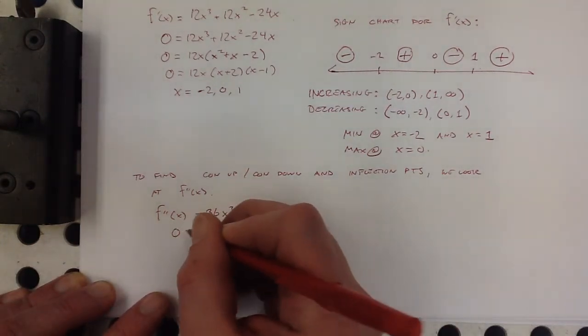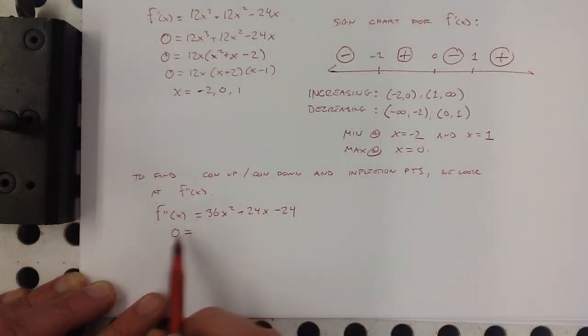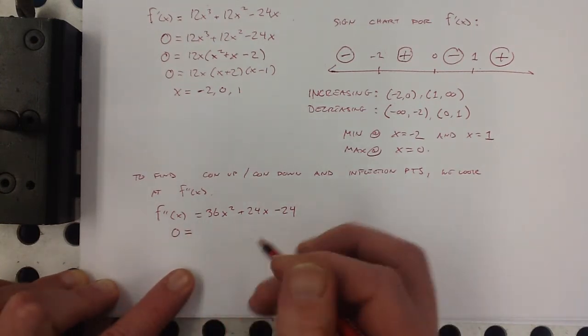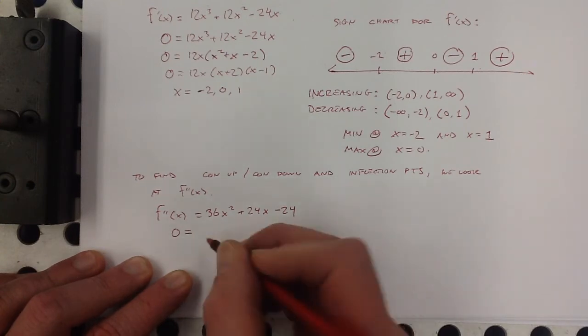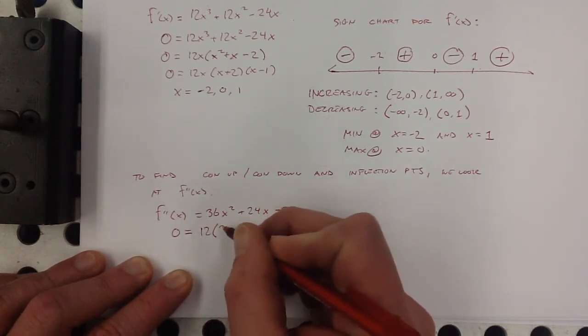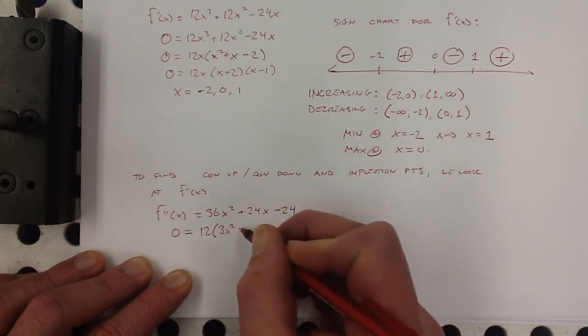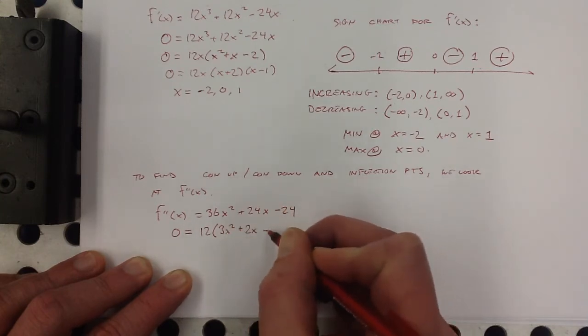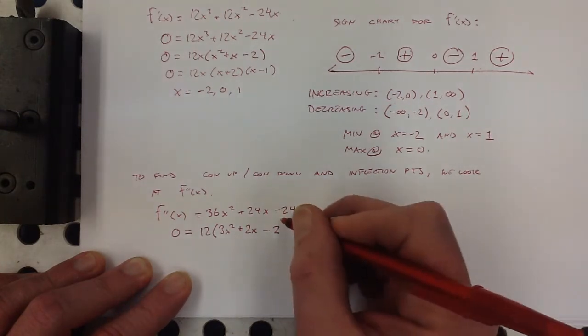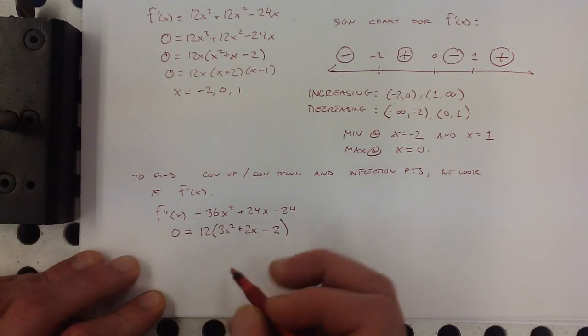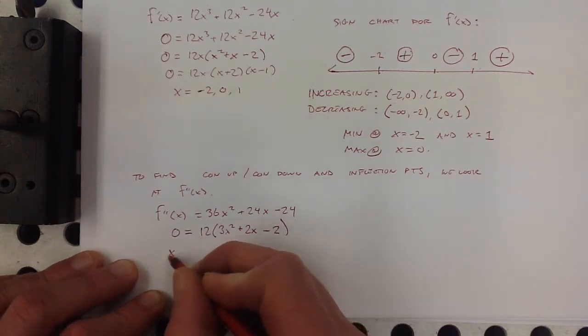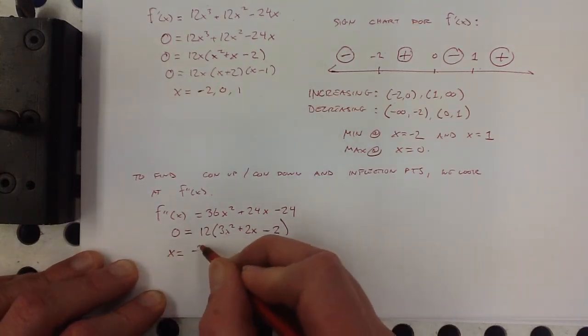So I'm going to set that equal to 0 because I'm interested in where this changes sign. So probably changes sign when it goes through 0, right? So let's see. It looks like I can factor out a 12. 12 times 3x squared plus 2x minus 2. And playing around with that a little bit, I think that it does not factor.